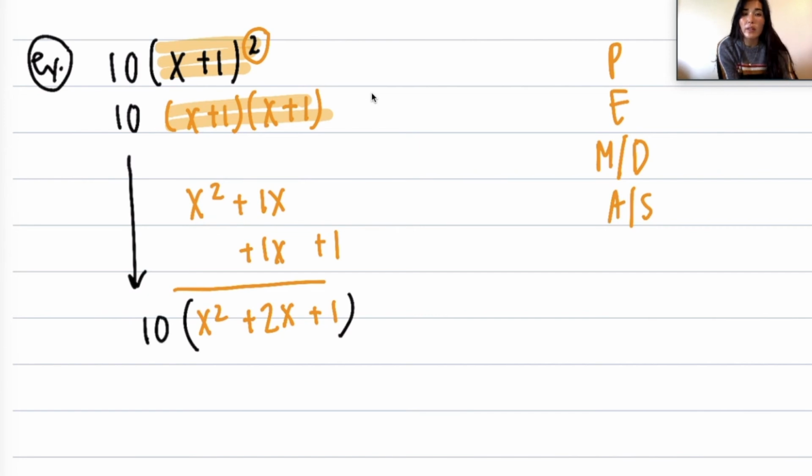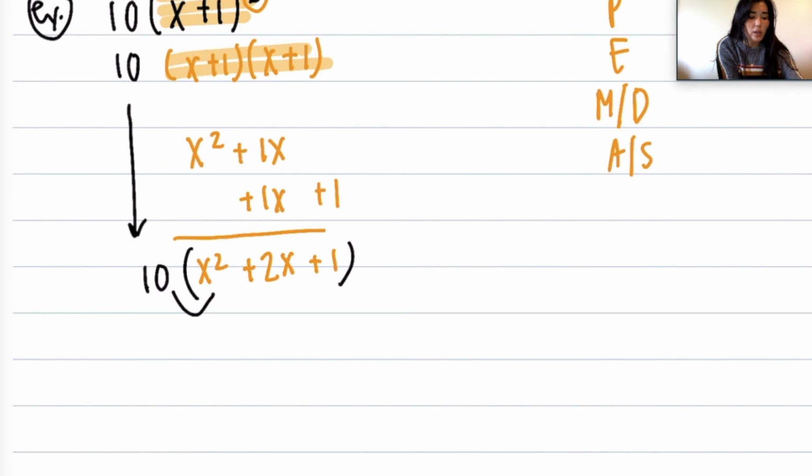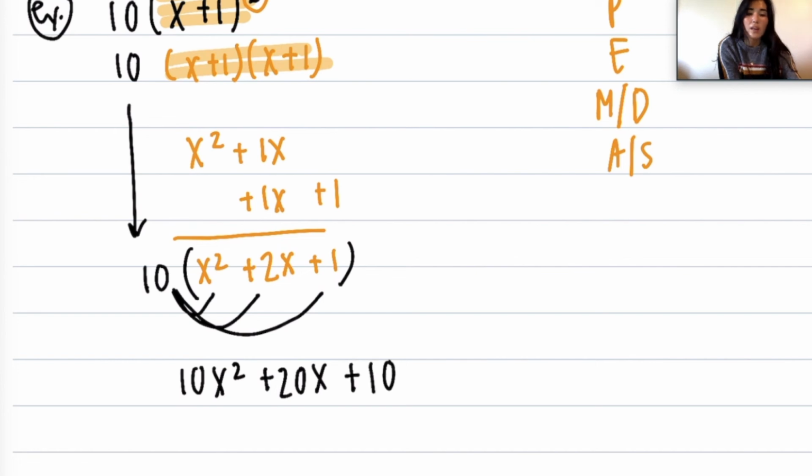So we always want to break down our problem into easier steps for us. So again, focus just on the expanding here. Multiply that, and then bring down that 10 last. And then what this becomes is that distributive problem. So this is 10 times x squared, so 10x squared. 10 times 2x, so plus 20x. And then 10 times 1, so plus 10. And so that would be our answer there.